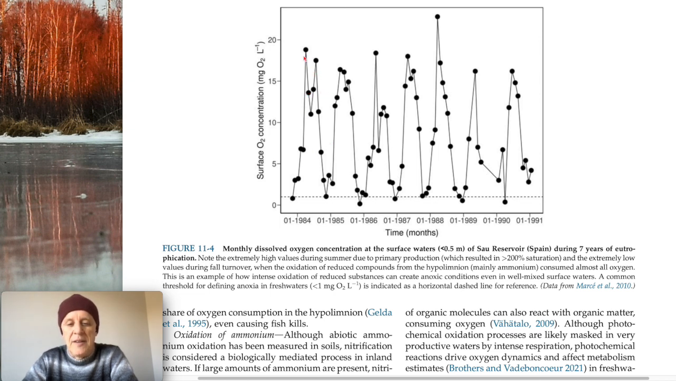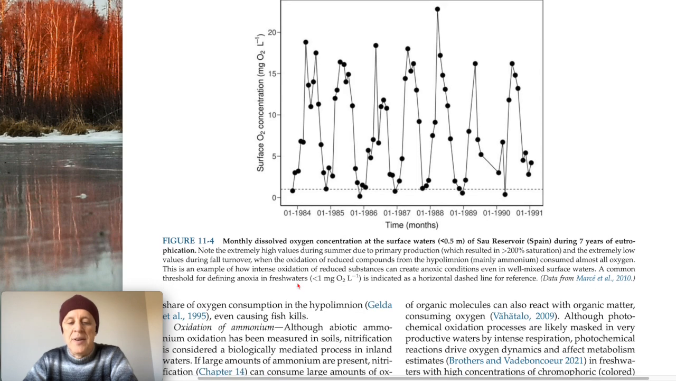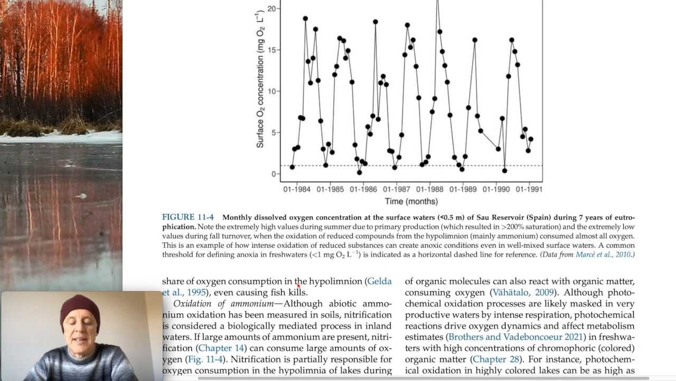We have higher oxygen concentration in the mid part of the year, and then lower oxygen concentration in the winter season, or the late fall and early winter. So note the extremely high values during summer due to primary production, and the extremely low values during fall turnover, when the oxidation of reduced compounds from the hypolimnion, mainly ammonium, consumed almost all oxygen. This is an example of how intense oxidation of reduced substances can create anoxic conditions even in well-mixed surface waters.